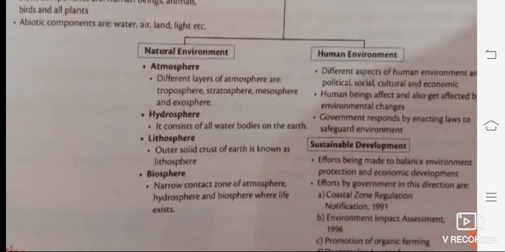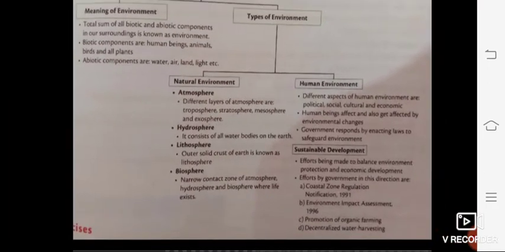Okay, so it is made up of distinctive zones called biomes or ecosystems, which coincide with the climate zones of the world, right? So here we discussed the natural environment. Now human environment.